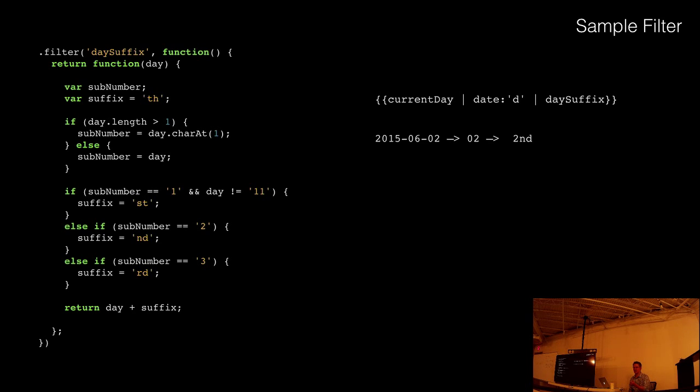So Angular has filters out of the box. A lot of them are pretty nice. They've got number formatting, date formatting, some string formatting, stuff like that. In this example, it took the day, which is a date, and converted it to the date as a day. That's what that D parameter is. And Angular did that. That's its own filter.